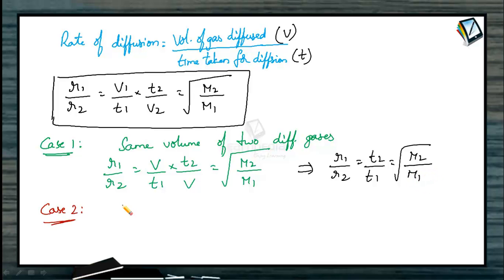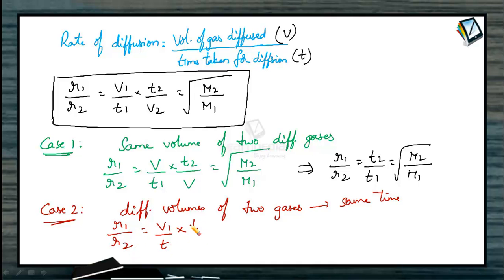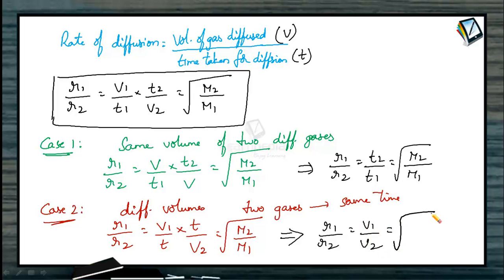Now let us take the second case. Under similar conditions, if different volumes of two gases diffuse in the same time. So here two different gases of different volumes are diffusing in the same time. Then what happens here? R1 by R2 is equal to V1 by T into T by V2, which is equal to root over M2 by M1. As the two gases are diffusing in the same time, time will be cancelled out. That is, R1 by R2 is equal to V1 by V2, which is equal to root over M2 upon M1. That is about Graham's law of diffusion, and these are the various mathematical relations we come across in it.